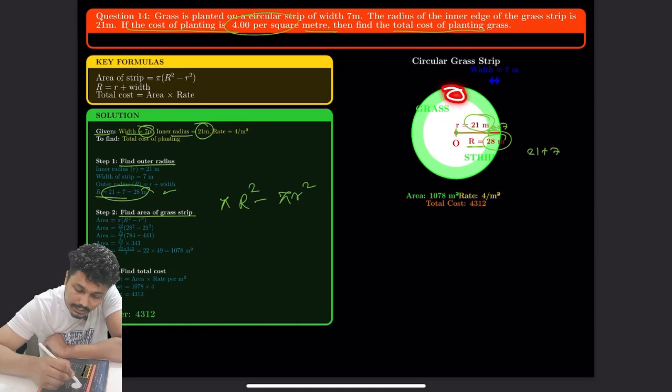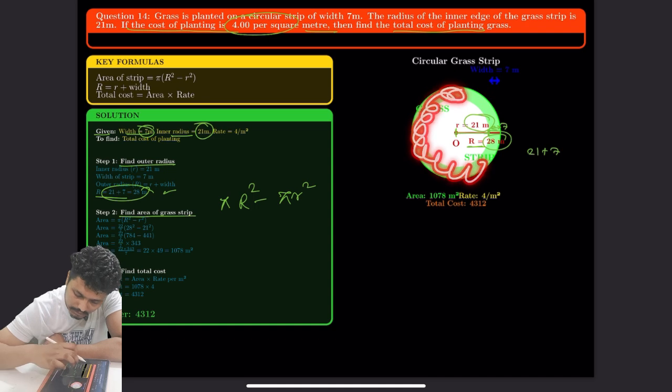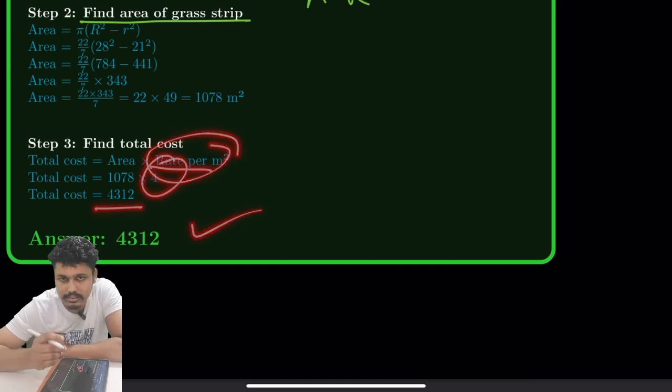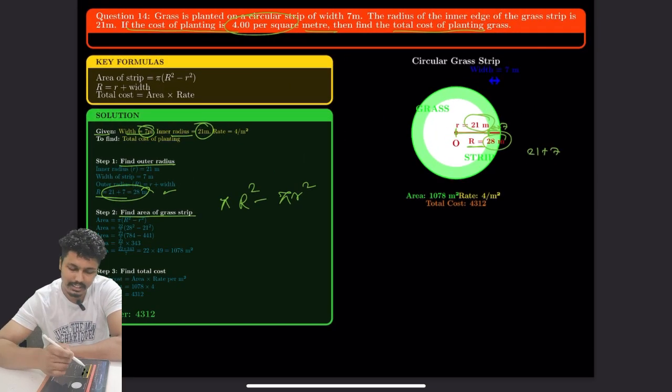What is this area for? Area of this grass. So we know the area is 1078, and we know the rate is 4. Multiply these two, you'll get the answer. Simple. I hope you understood.